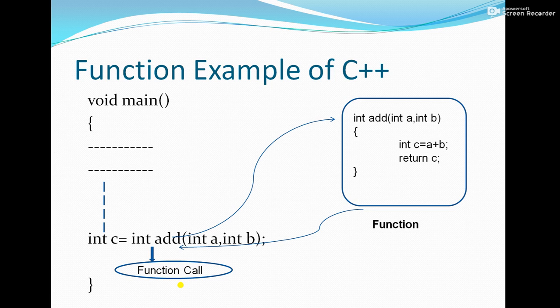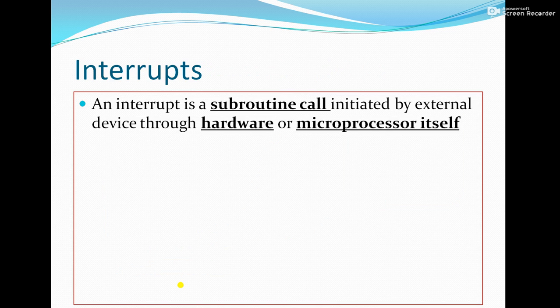We call it a function here, but in microprocessor 8085, or we can say in assembly language, we use the word subroutine. Now you must have understood what is subroutine. So interrupt is a subroutine call initiated by external device. Yes, it is a subroutine call. But who initiates that? It is initiated by an external device, that is hardware.